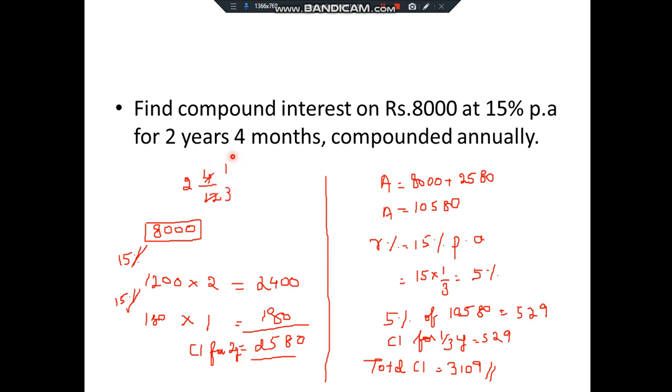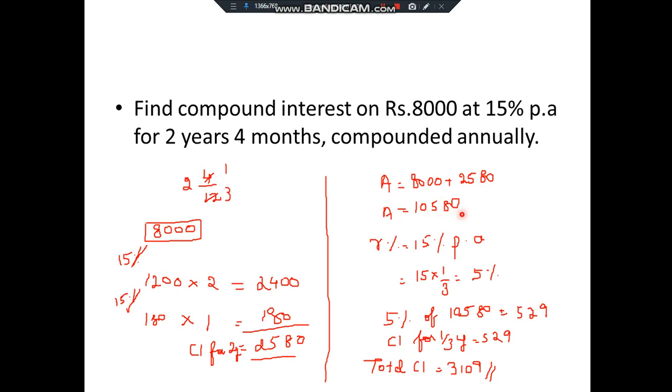For that, how will we find it? First, understand, we'll have to find the total amount. So how will we get the total amount? Principal plus CI. Please listen to this carefully, because it may be forgettable. So amount is equal to principal plus CI. So on total you get 10,580.